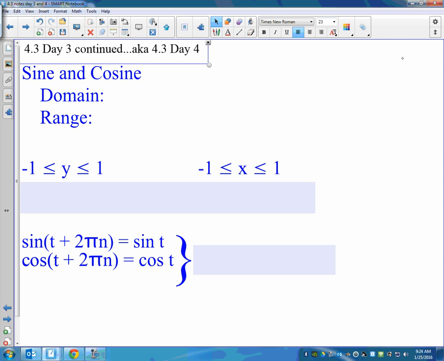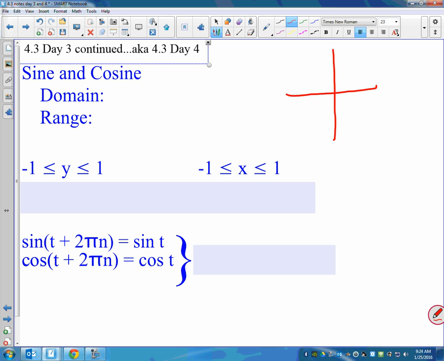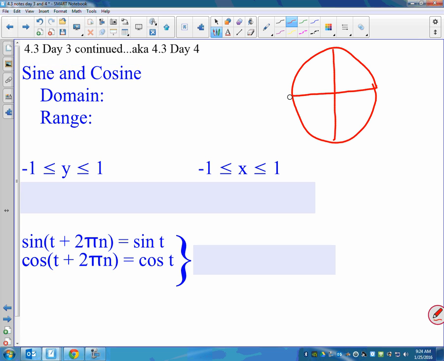So let's think about my unit circle. And we know that every point on here is x and y. Hopefully we're to the point now that we know every point on there is cosine and sine, because x is cosine and y is sine.